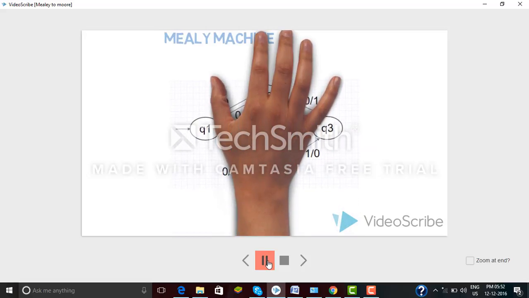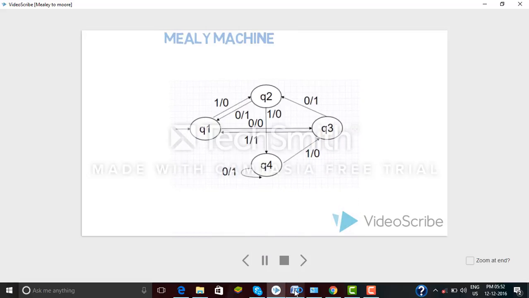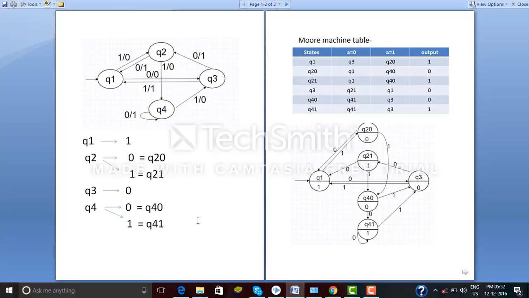Now consider this Mealy machine. As we know, in a Mealy machine the input and output both are on the transition line, as you can see here, whereas in a Moore machine the output is in the circle and the input is on the transition lines. In this example, you can see the four states Q1, Q2, Q3 and Q4. Here, Q1 is the initial state.